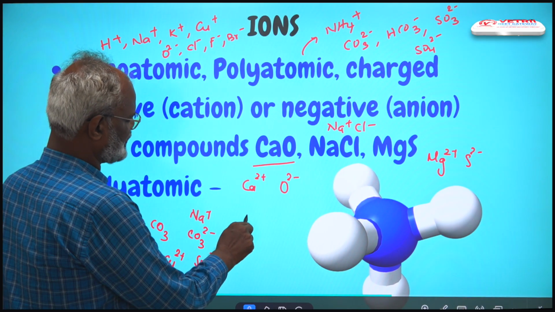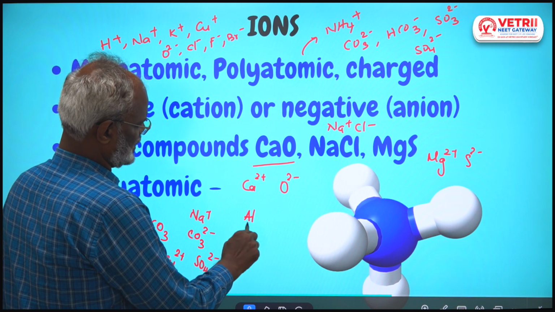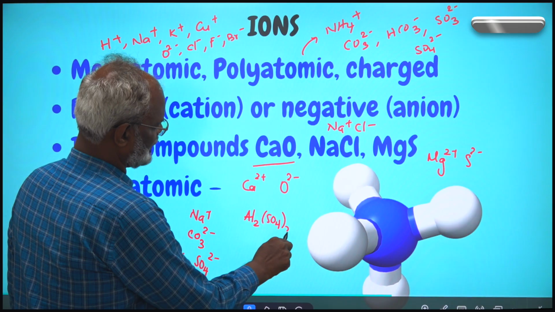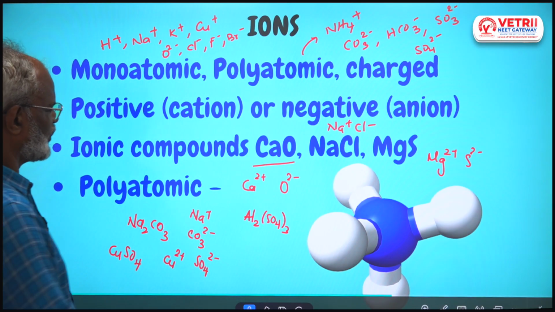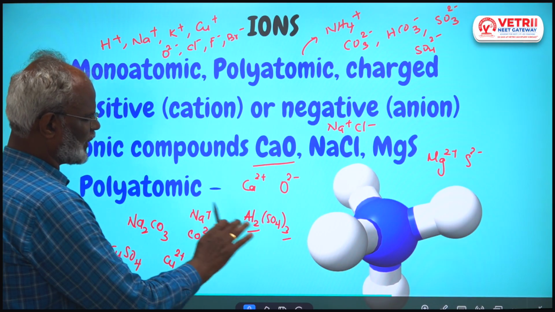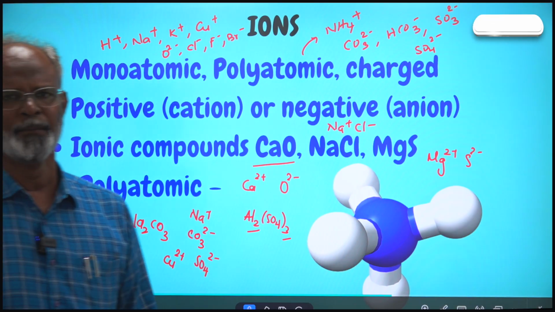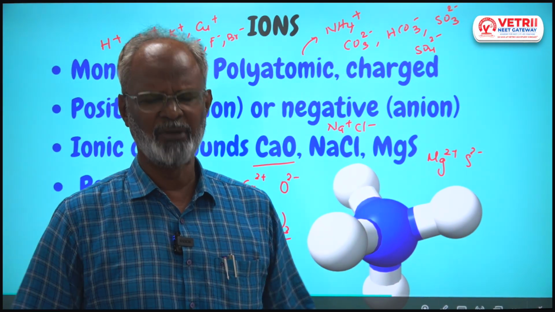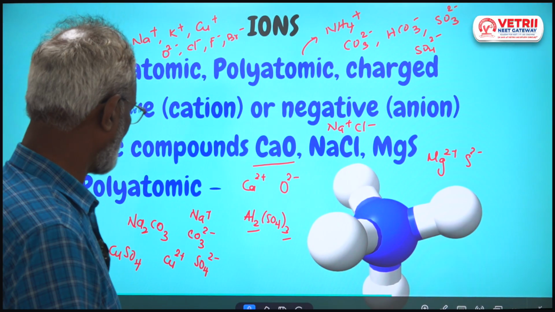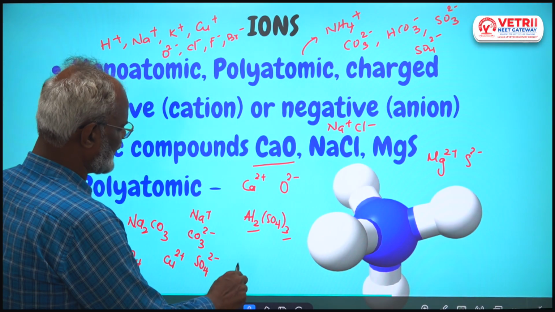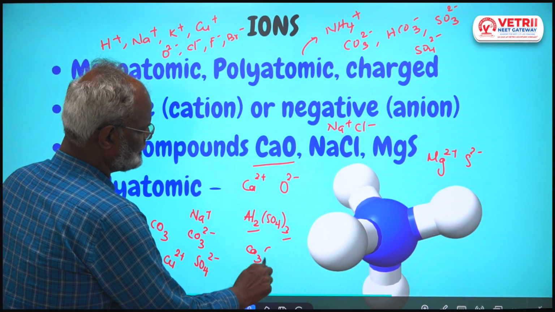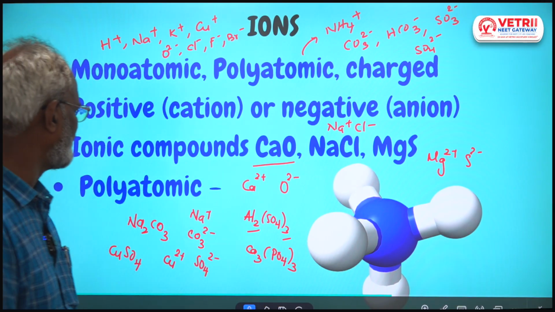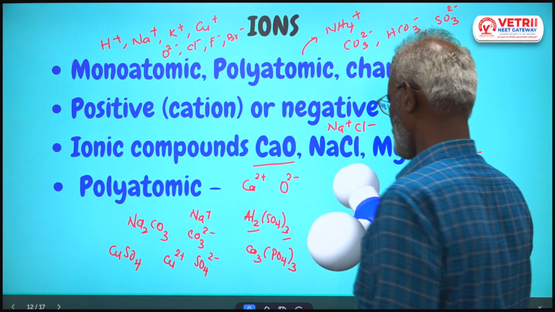Say aluminum sulfate, Al2(SO4)3. I will explain to you why we have this 2 and 3. As the molecule is neutral, the positive charge will be equal to the negative charge. We will discuss valency in a short while. Then we have calcium phosphate, Ca3(PO4)2. So these are some examples of polyatomic molecules.